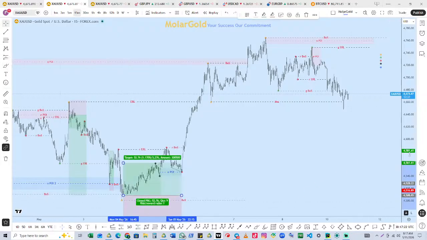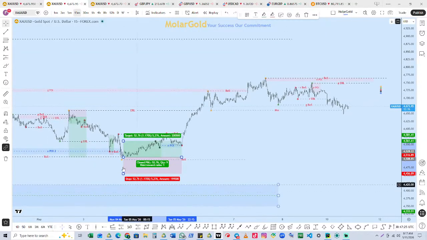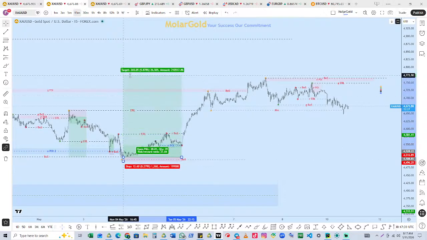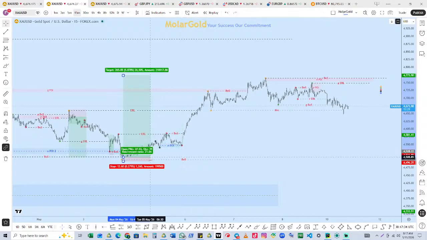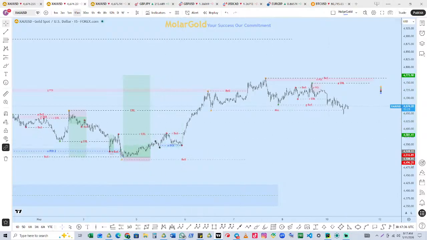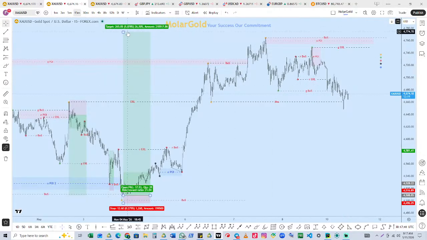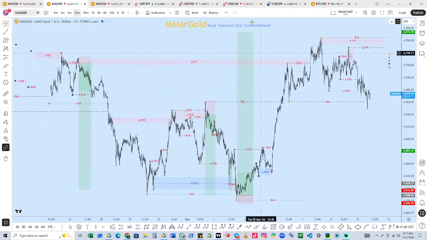So this is where we actually got the trade. And this trade was crazy. The RR was very, very crazy. It was something like this. I think it triggered TP2. If not, TP1.